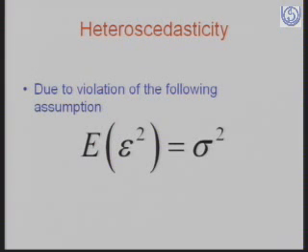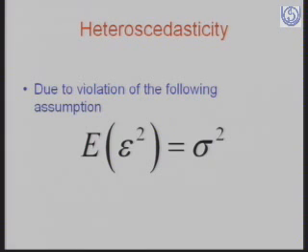Next we come to the problem of heteroscedasticity. Heteroscedasticity is because of the violation of another assumption in the OLS model. The second assumption in the OLS model that we saw earlier is that the expectation of epsilon square is equal to sigma square. It means that the variance of the error term is constant throughout the model. That means the variance does not change from observation to observation.